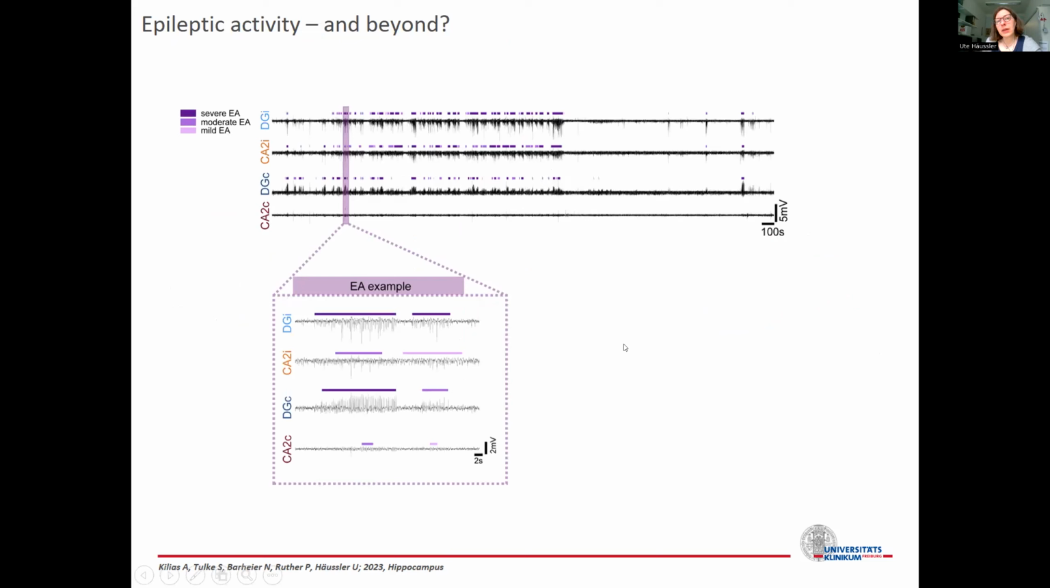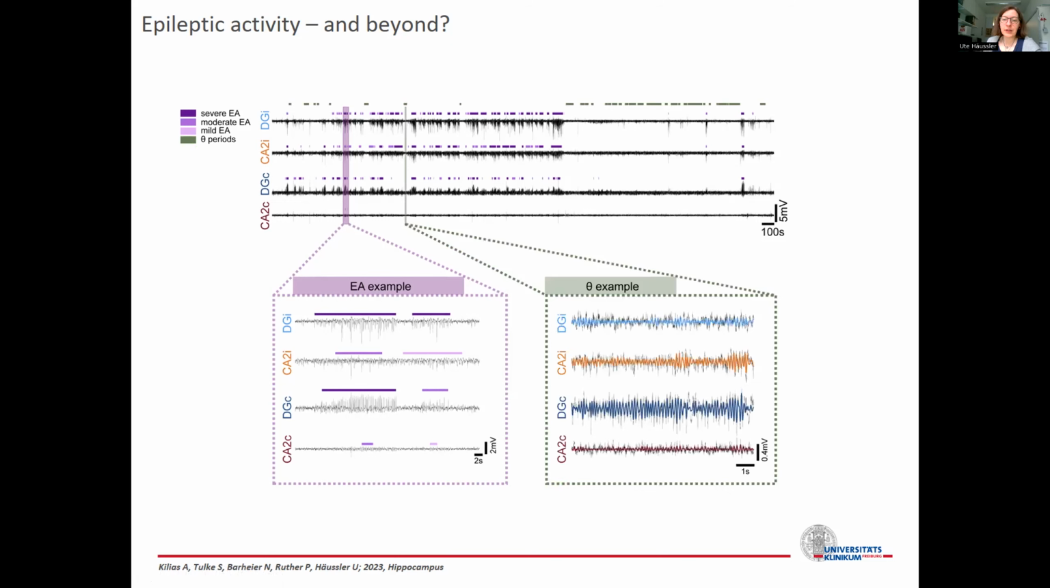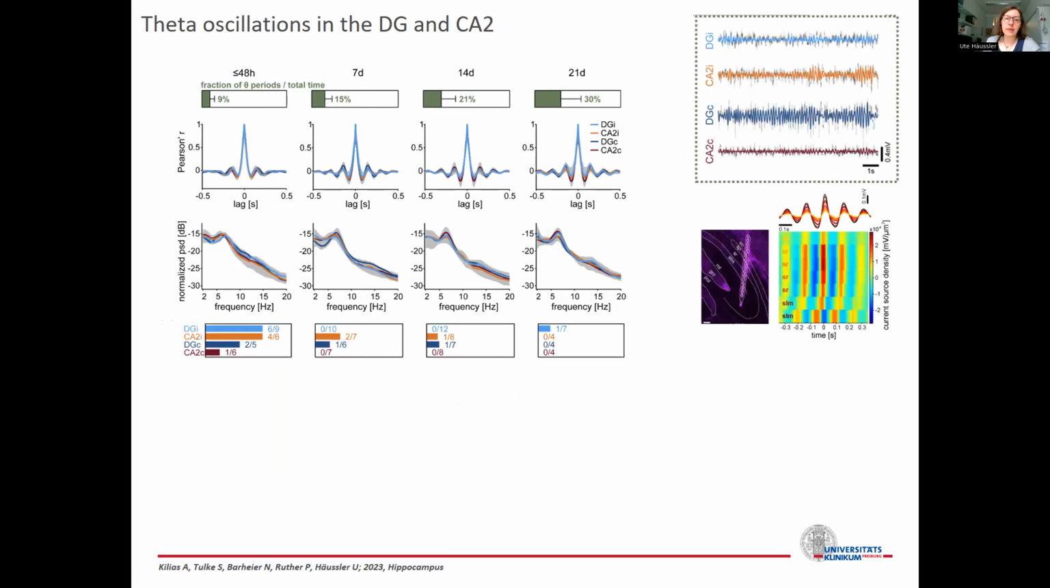So we were not only looking at epileptic activity, but also wondering what happens to all of that network outside epileptic activity. And we selected theta oscillations, as this is also a prominent type of typical hippocampal activity during spatial exploration. And we selected these theta episodes and did filtering for theta oscillations between 5 and 12 Hertz. And we were checking how big is the fraction of theta episodes of the total recording time.